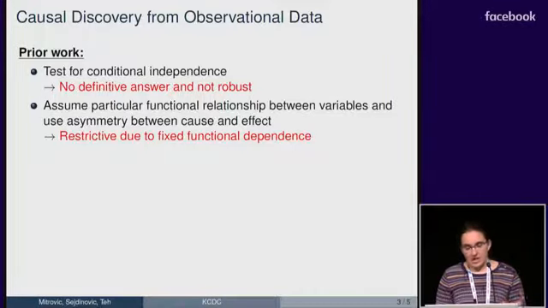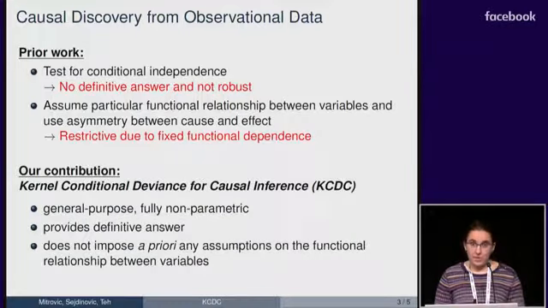As an answer to that, another line of research has emerged. In particular, a particular functional relationship between variables is assumed, and they use what is called a symmetry between cause and effect. While this approach gives you a definitive answer, it is restrictive because you have to fix the functional relationship between the variables and the noise structure. So we examined this and we tried addressing these shortcomings.